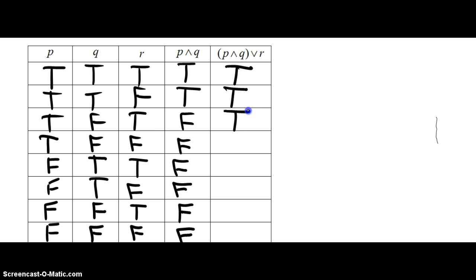One's true, so this is true. Here they're both false, so it's got to be false. Here one's true, so it's going to be true. Here they're both false, so it's got to be false. Here one's true, so it's true. Here they're both false, so it has to be false. Okay? I have a random line over there.